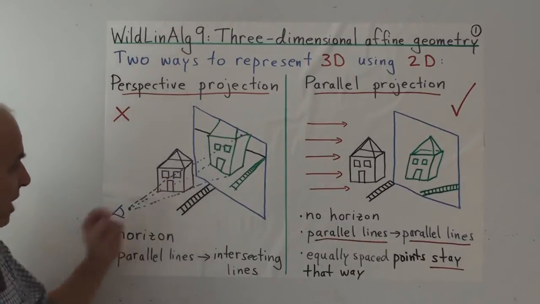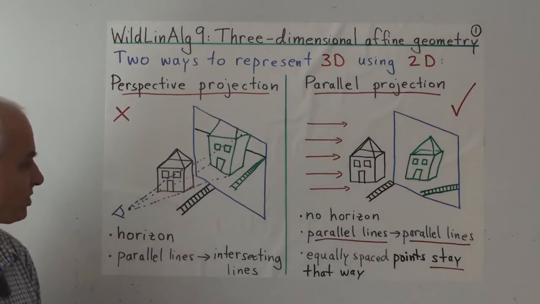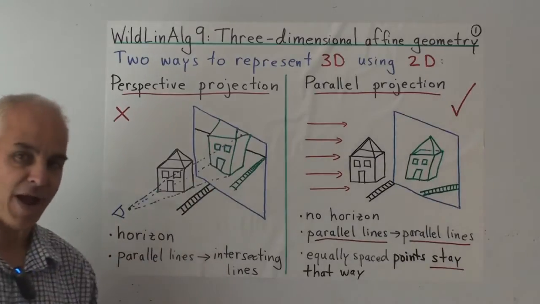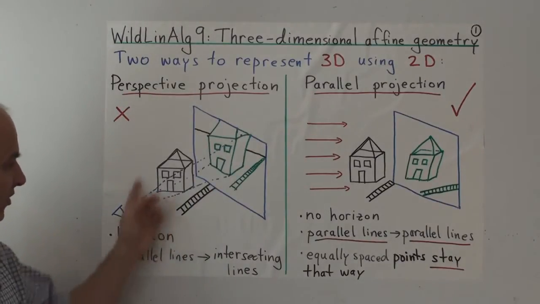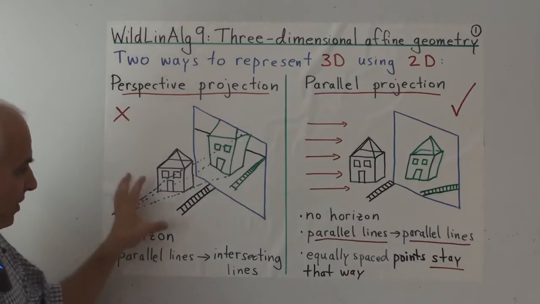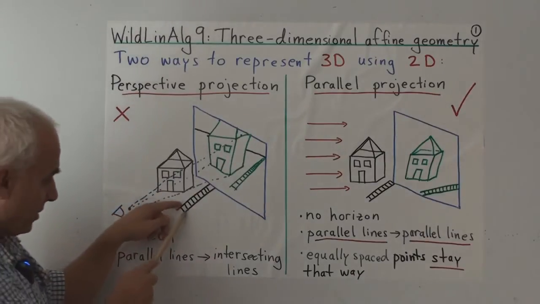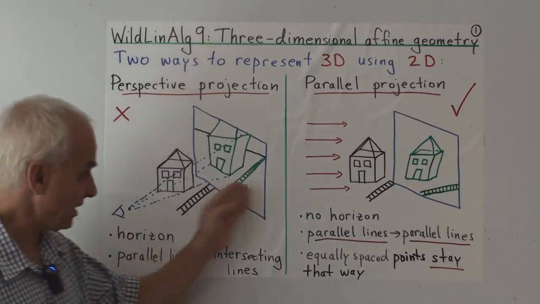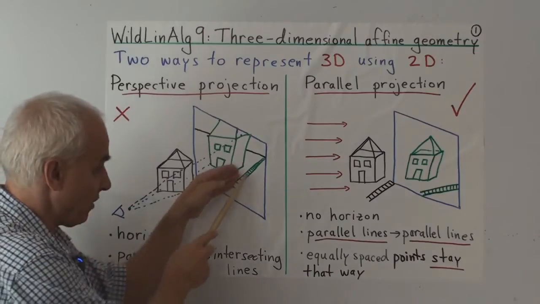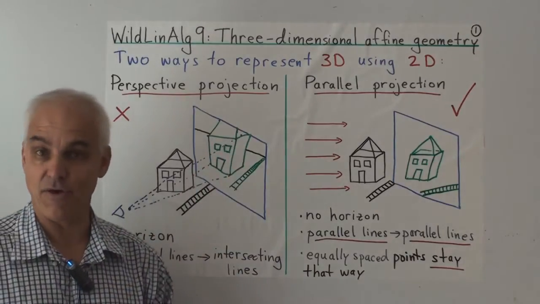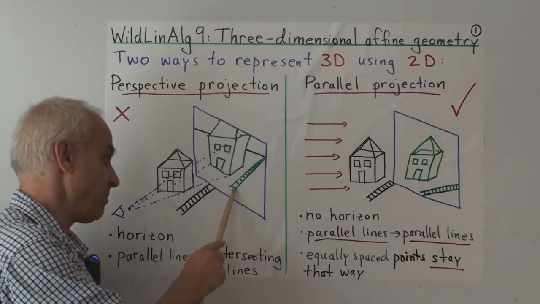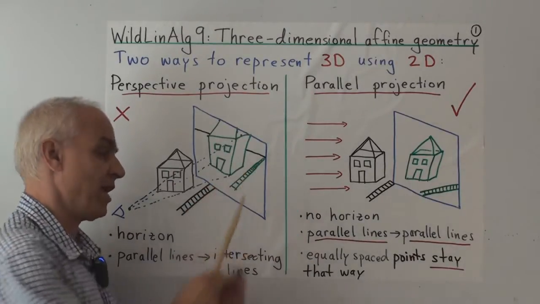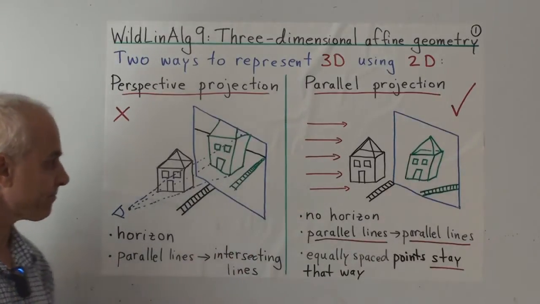So I've shown you a house here and our perspective projection of the house, and here is supposed to be a railway track that's beside the house. This is 3 dimensions here, and over here is our picture of it. The railway track, which has equally spaced ties, gets represented by 2 lines which converge to a point at infinity on the horizon. And the equally spaced ties become not equally spaced. They become closer and closer together the further away you go.